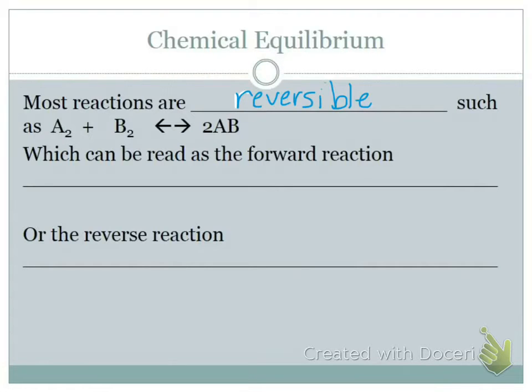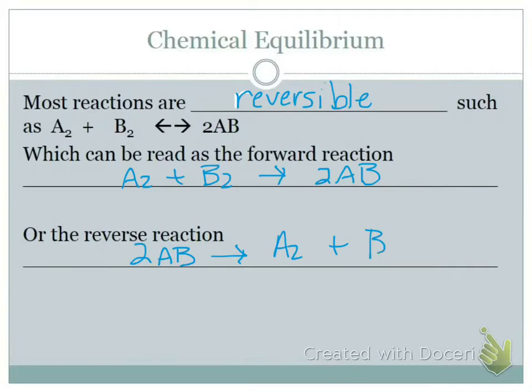Okay, so the forward reaction we would say A2 plus B2 yields 2AB. If we were going to read it as a reverse reaction, we would say 2AB yields A2 plus B2. The way that we recognize if something's written as a reaction and it's reversible is by this double-headed arrow. So the double-headed arrow shows reversible.